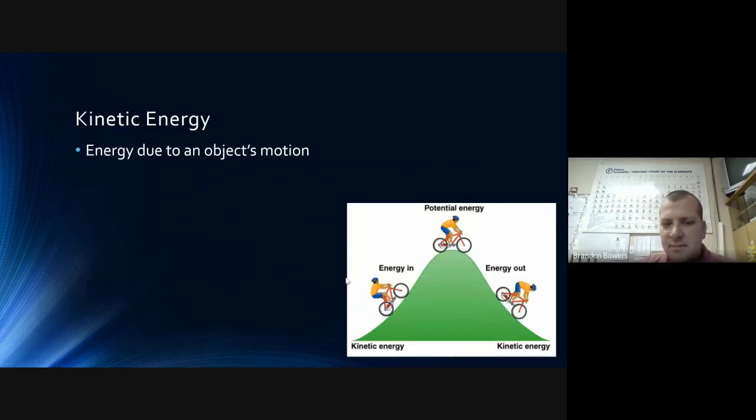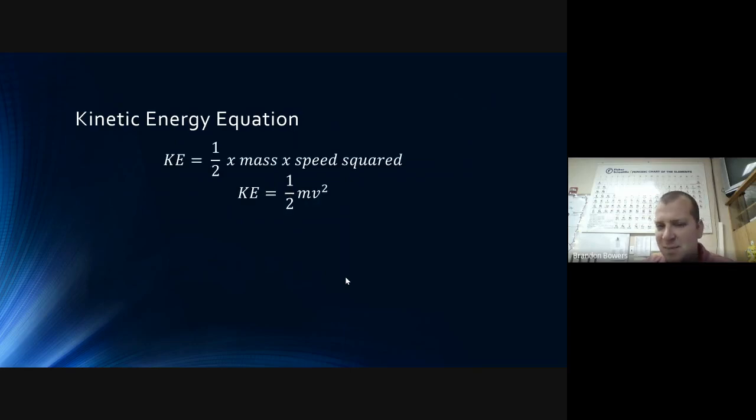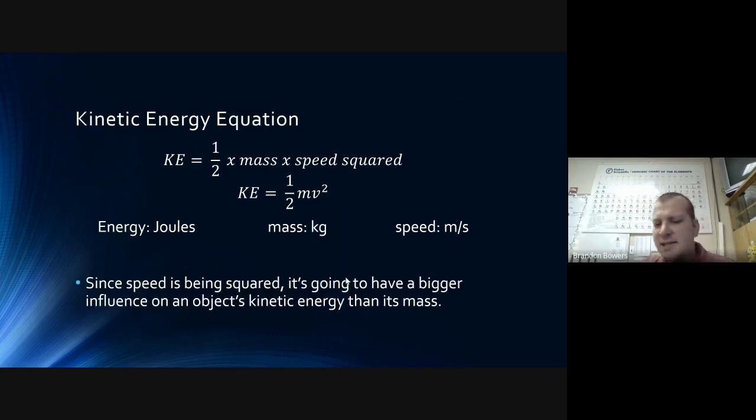Now, kinetic energy is energy due to motion. Whenever something's moving, it has kinetic energy. The equation is 1/2 times the mass times the speed squared, or velocity squared. Energy is joules again. Since speed is being squared, it has a bigger influence on the energy than mass. If you double the speed, you quadruple the kinetic energy because it's being squared.